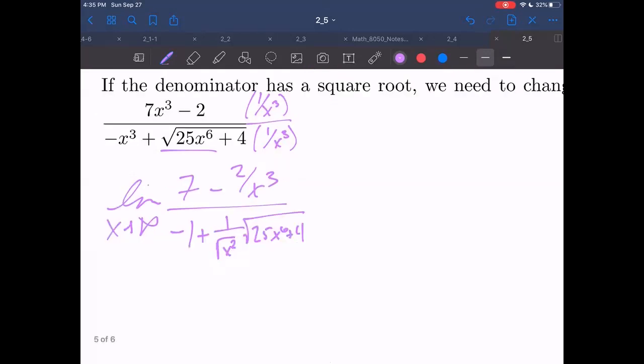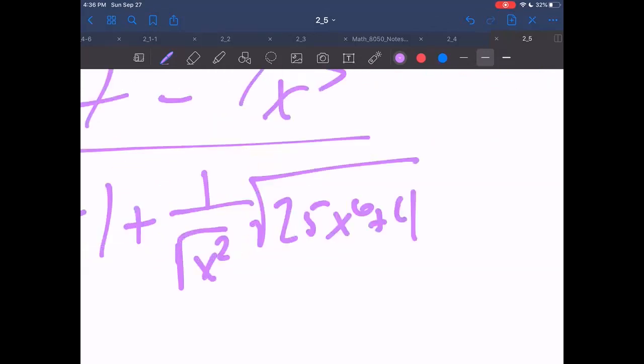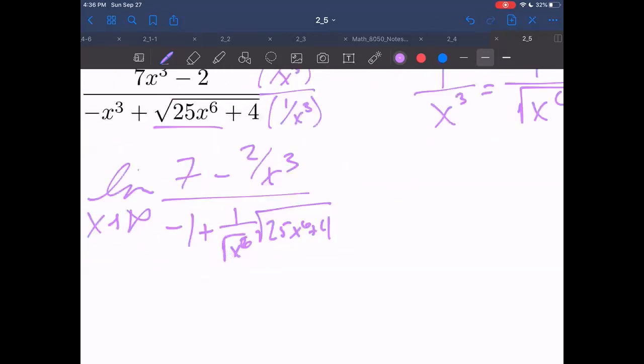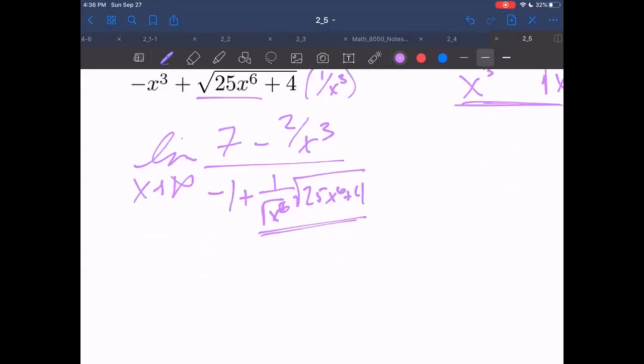Okay. So remember, 1 over x to the 3rd is the same as 1 over the square root of x to the 6th. When we need to multiply by a fraction or by a root like that, we have to use that equivalent relation. And so if we're approaching positive infinity, then that's a positive.